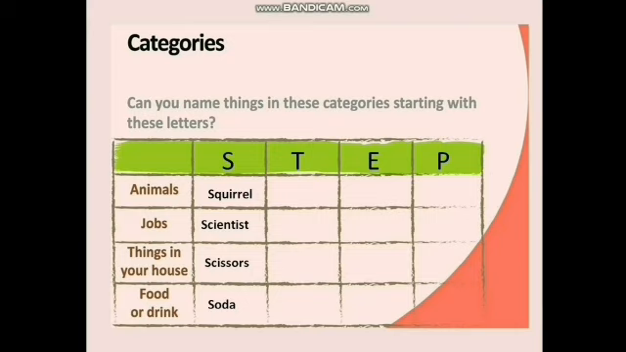Can you name things in these categories starting with these letters? The categories are animals, jobs, things, and food or drink. And the letters are S, T, E, P. Here, I've filled the categories with the letter S. Squirrel is an animal. Scientist, it's kind of a job. Scissors and soda. The rest, you all have to do.